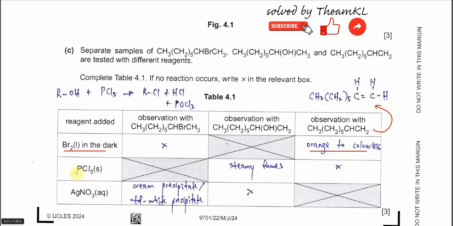For the PCl5, now PCl5 solid. Observation with the alcohol. For this alcohol, you need to recall what you learned in this reaction. When there is alcohol with PCl5, one of the chlorines in the PCl5 will substitute the OH in the alcohol, and it will form this halogenoalkane.